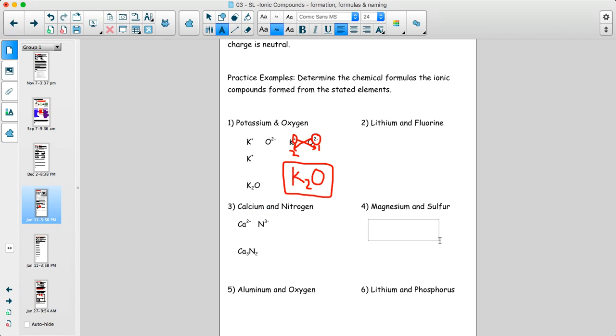The only time the crisscrossing doesn't work, it's just something to be aware of, is when the charges are equal. When the charges are equal, then the formula is actually already balanced, and therefore you don't need to crisscross. So in this example, the formula when magnesium and sulfur come together is just MgS. Because Mg was 2 plus, S was 2 minus, these two ions are already balanced when they're in a 1-to-1 ratio. I don't need to write Mg2S2, because that would not be an empirical formula. And ionic compounds, their chemical formulas are always empirical formulas. They're always the simplest ratio possible.